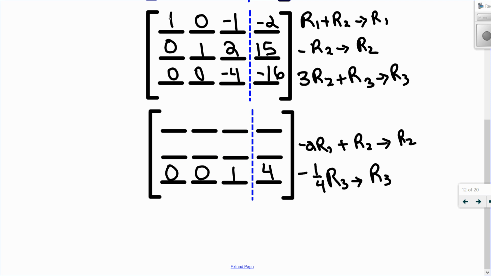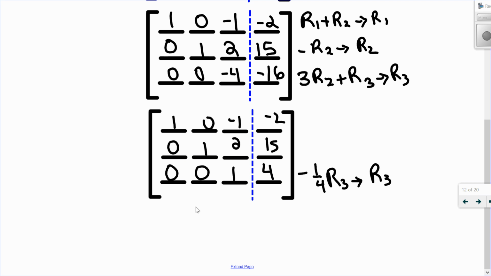Okay, what I'm going to do is leave this for right now, because we can't do anything yet. Let's write it out: 1, 0, -1, -2, 0, 1, 2, and 15. Now I can see what I need to do.